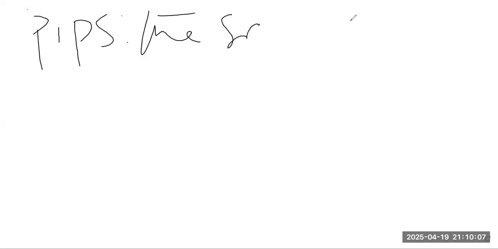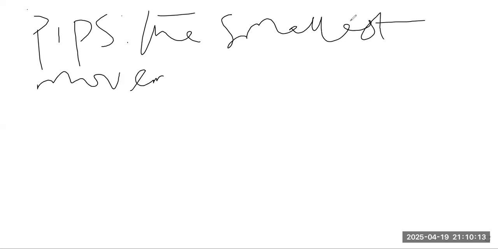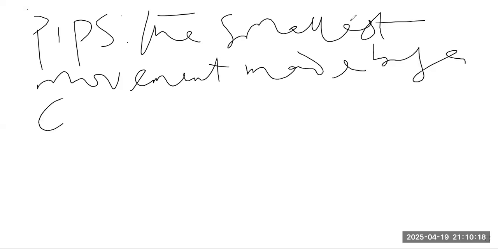PIP is just like an abbreviation. You get PIP means price interest point or point in percentage. But when we want to define what pips is, we are talking about the smallest movement made by a currency pair. You get it? The smallest movement, pips, the smallest movement made by a currency pair. That's what pip is.